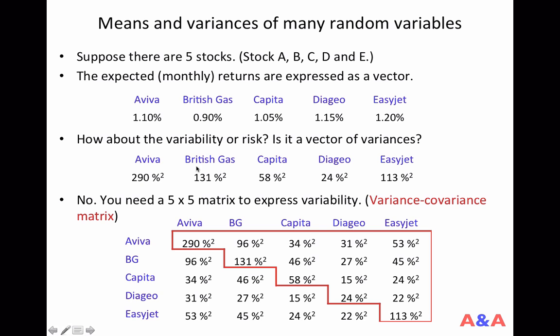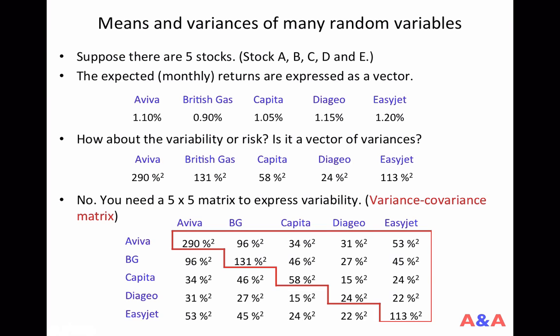It's not just a 5-dimensional vector of variances. The risk information should be given by a 5 by 5 matrix, and this matrix is called the variance-covariance matrix. The diagonal elements of the variance-covariance matrix give you variances of individual random variables. For example, 290 is the variance of Aviva's return, 131 is the variance of British Gas's return, and so on.